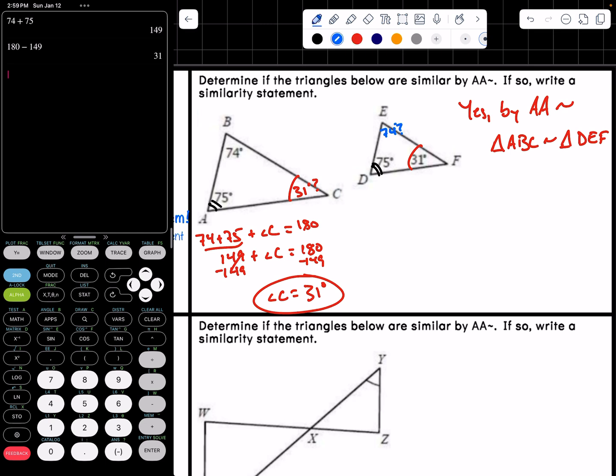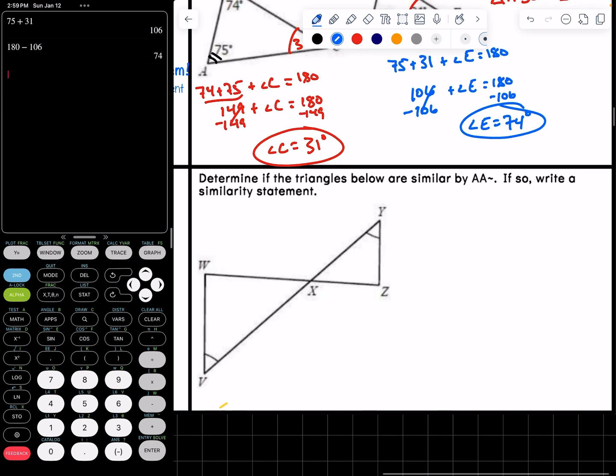So I know that 75 plus 31 plus angle E needs to equal 180 degrees. 75 plus 31 equals 106, plus angle E equals 180. 180 minus 106. Angle E equals 74, which is what we need it to equal. So either way we look at it, we are similar by angle-angle similarity.